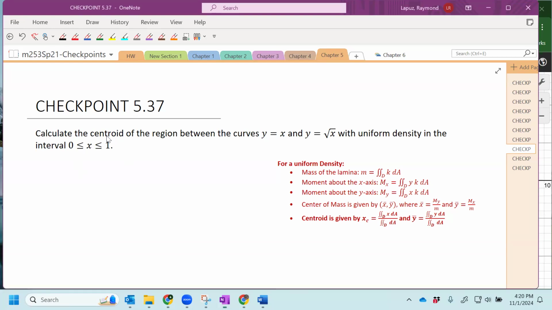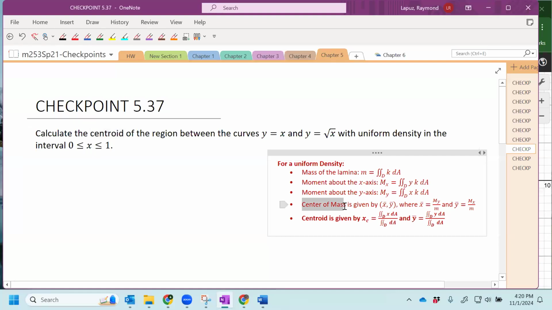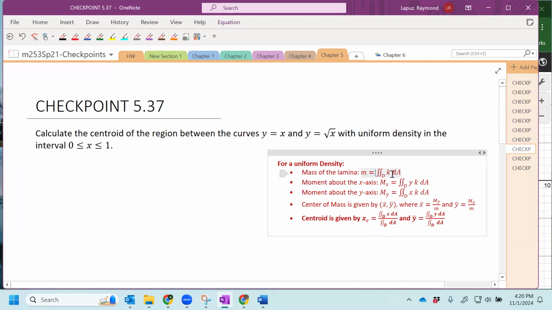They want us to calculate the centroid of the region between the curves y is equal to x and y is equal to square root of x with a uniform density within the interval for x between 0 and 1. The centroid is essentially the center of mass, except it's given for a lamina that has uniform density. The idea is that your mass will be some integral of some constant k. So that's the density. Let's pretend our density is equal to k.